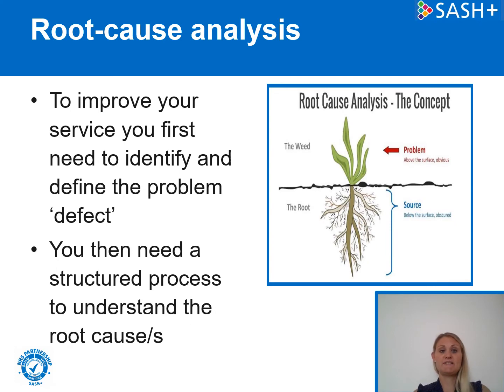The first element of mistake proofing is root cause analysis. To help you understand your service, you really need to understand the problems that you're trying to fix, so the defects you're trying to fix. You then need a structured approach to understand, once you've identified what the problem is, what the root causes to that problem are. So if we think about the model overleaf, you've got the weed, which is the problem. Then underneath the weed you have lots of roots, and there may be many different factors which are the cause of that weed, the problem. So we need to explore those different causes in order for us to truly affect the defect.